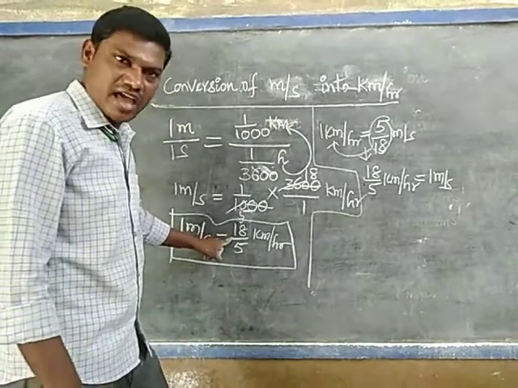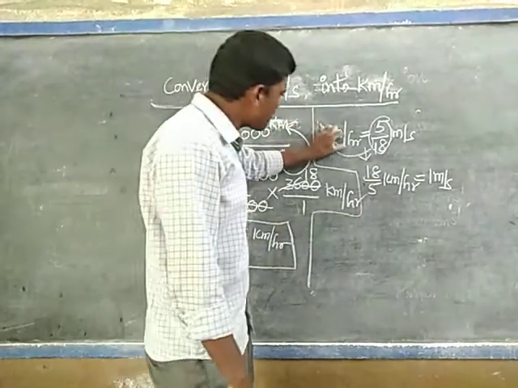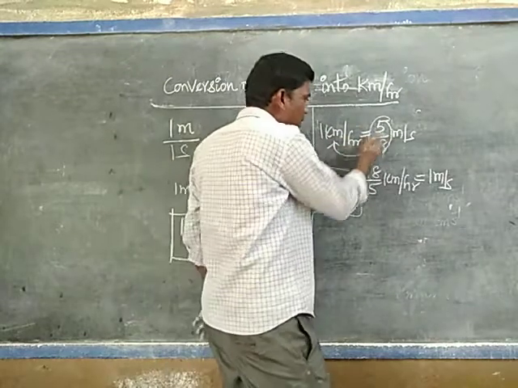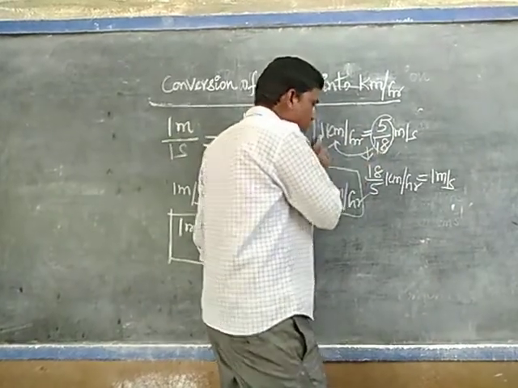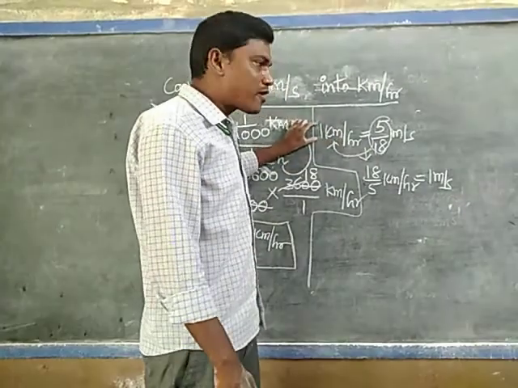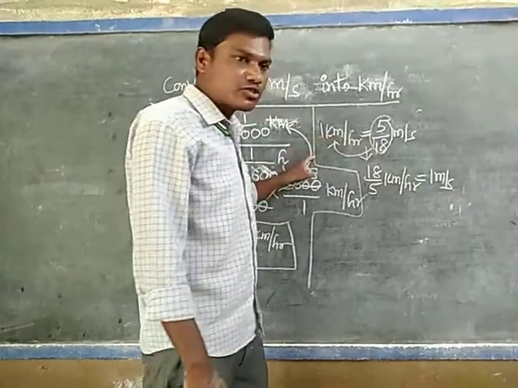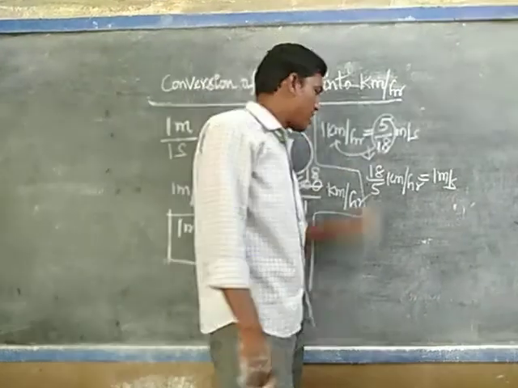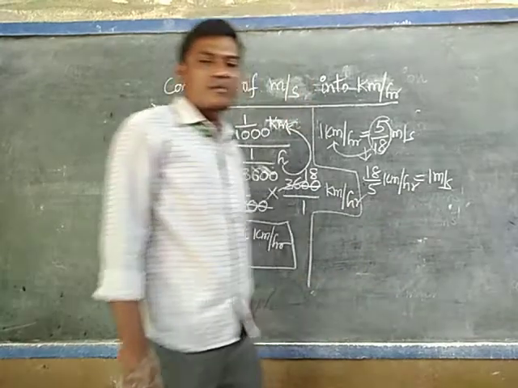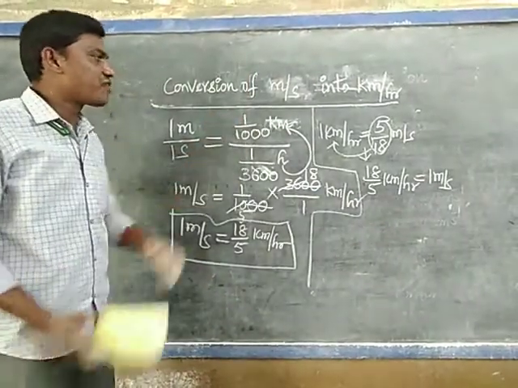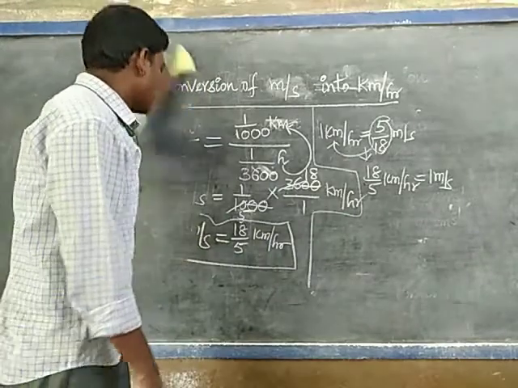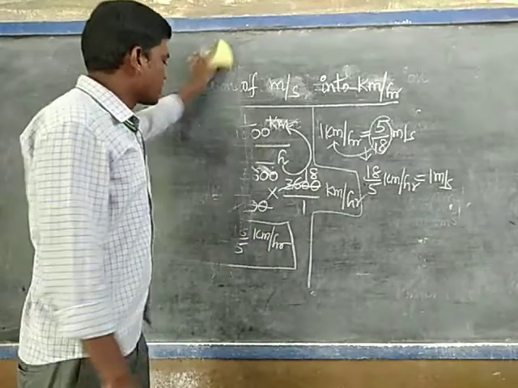You getting this one or not? 1 kilometer per hour is equals to 5 by 18 meters per second. This 5 by 18 transfers from the right hand side to the left hand side, then automatically this value becomes the reciprocal. Means 18 by 5 kilometer per hour is equals to 1 meter per second. These relations are very important for solving numericals, mostly based on the speed concept.